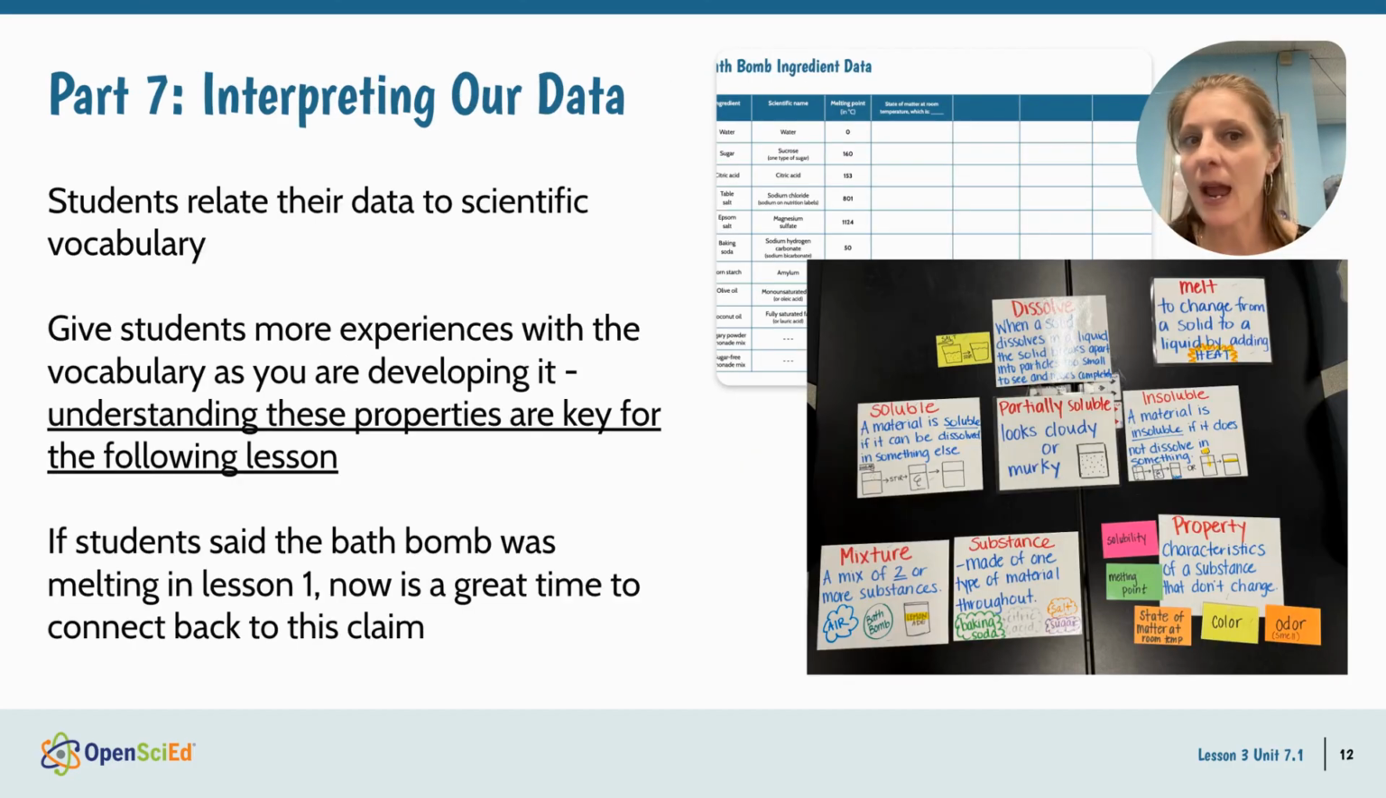In part 7, they have now mixed all of the ingredients with water and they have collected some data. We now come back and analyze and interpret our data to develop a word wall. In the teacher guide, there are some suggested prompts, but remember, make this your own. Make it work for what's happening within your classroom. In the picture that you see, I have a sample word wall. This is what my word wall in my classroom looks like.